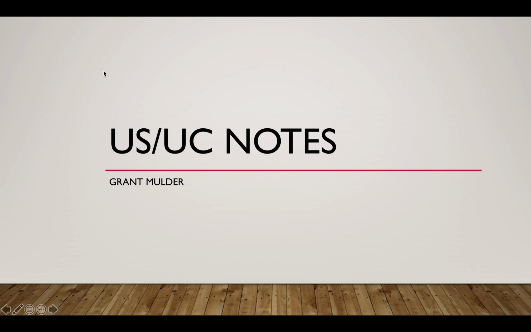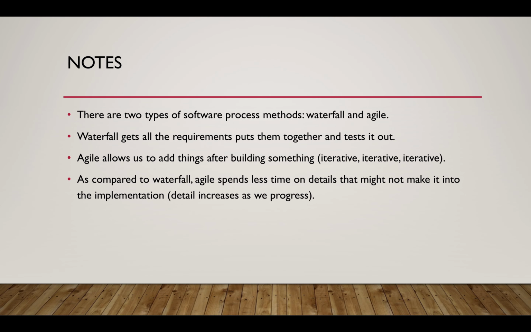Okay, so these are my notes for the USUC video. To start, there are two types of software process methods, and those are waterfall and agile.